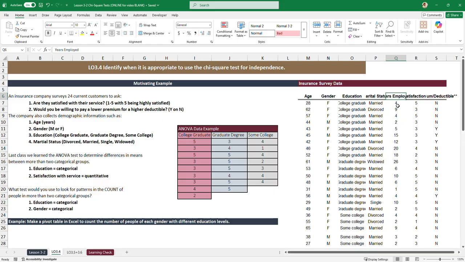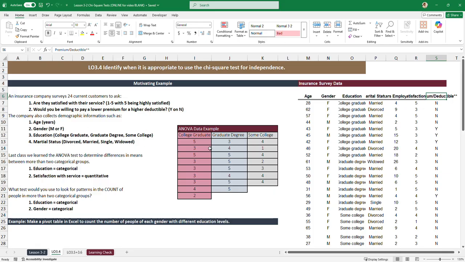Then they have their years employed, which is a numeric value, so a metric. Their satisfaction will be on a scale of 1 to 5, where 1 is not very satisfied and 5 is highly satisfied. And then the question, would they be willing to pay a lower premium if they got a higher deductible? The person had to answer yes or no to that question. So we do have some metrics with numbers as well as some demographic information about these insurance customers.